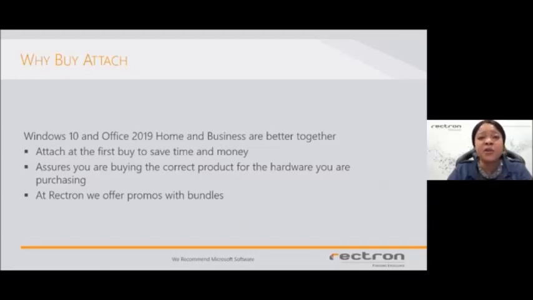It saves you money because at the end of the day, we do give you an upfront discount, which Microsoft has offered us, which we are passing on to you. There's an upfront discount where you can save up to 500 Rand per box of Office. So buying attached saves you time, saves you money, and guarantees that you'll be buying the correct product for the correct customer.